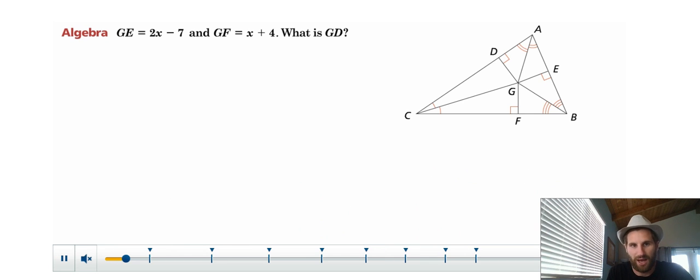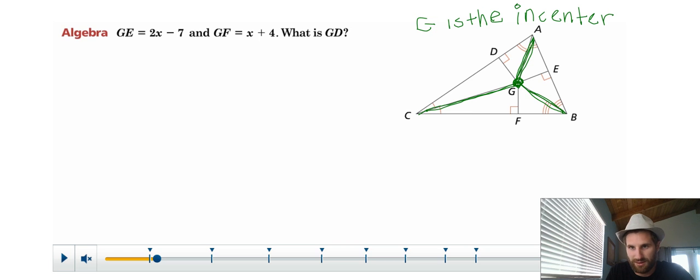Here's a picture. GE and GF, this is great, but basically all of these are angle bisectors. So CG, GB, and AG, these are all angle bisectors. You can tell because they're bisecting the angle. So this point right here, point G, that is the incenter. For some reason it has real trouble picking up a dot. Let's see. There we go. Maybe I just gotta do a little circle. So G is the incenter.